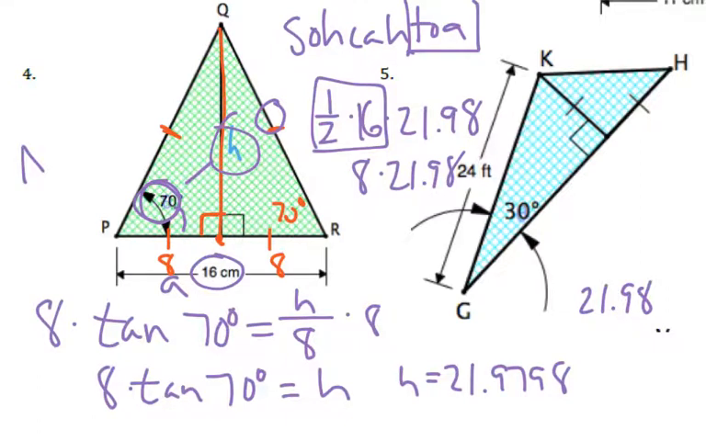And we get an area of 175.84 centimeters squared. Okay, so that one took a little bit more work because we didn't have that special right triangle, so we had to do a little extra stuff.